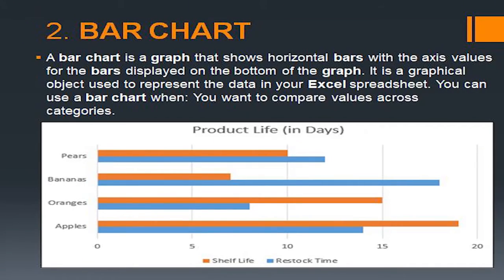You can see product life in days, for example. You can see here pears, bananas, oranges, apples. You can see the bars are represented in the horizontal direction. That is called a bar chart.